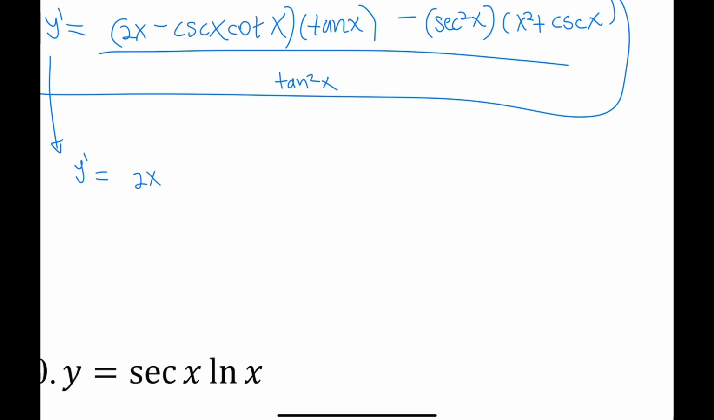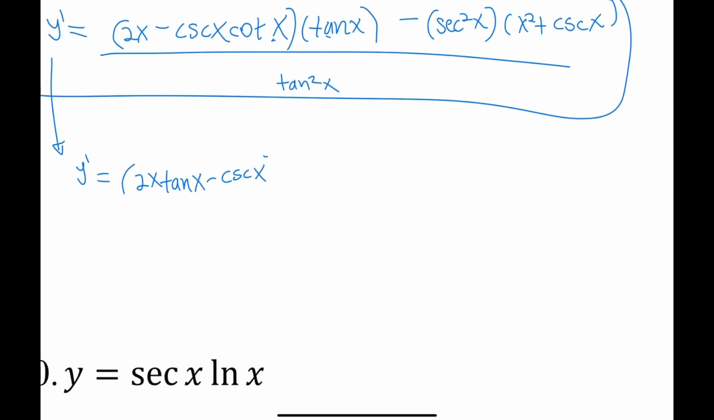Okay, so 2x tangent x. First, I think you need to distribute everything. So negative cosecant x times cotangent x and times tangent x. Since these two are reciprocals, you can just cancel that out and say that we have negative cosecant x, right? Yep, and then minus secant squared x.